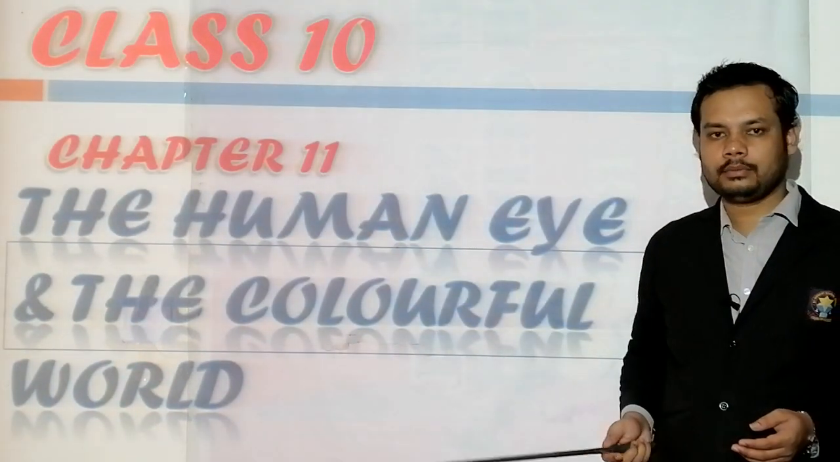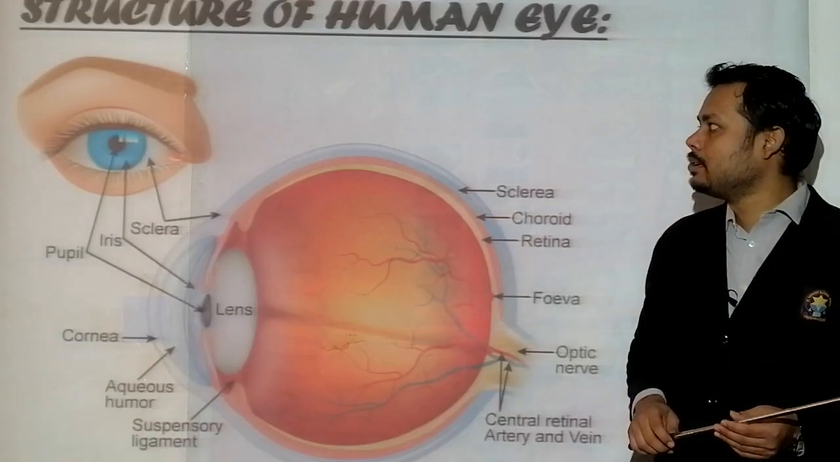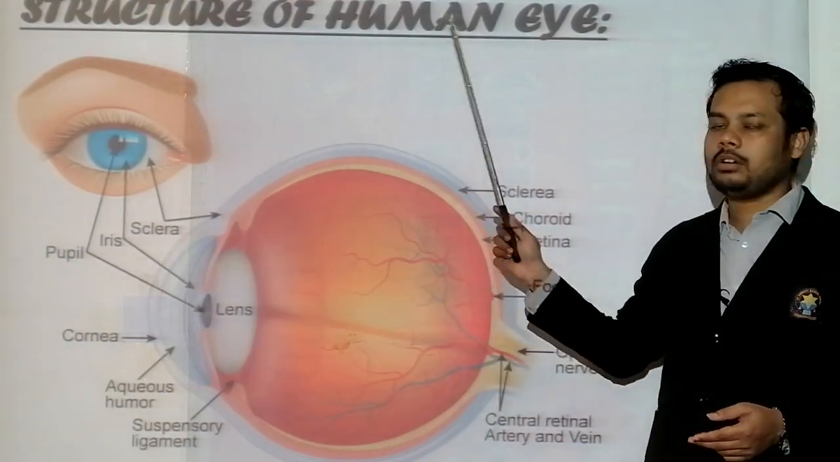Today in this video lecture, we are going to discuss Science Class 10th, Chapter 11, Human Eye and the Colorful World. In the next slide, we are going to discuss the structure of the human eye.